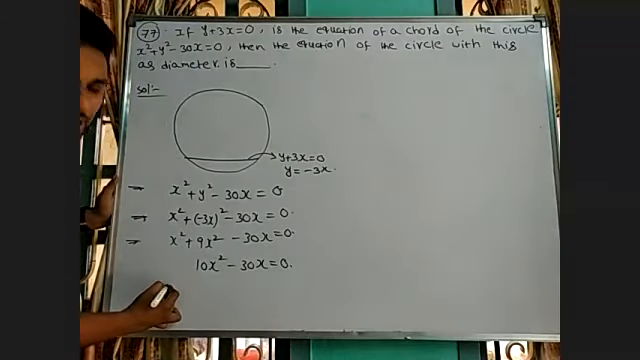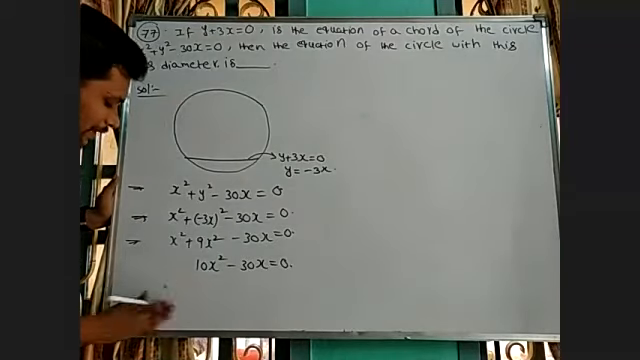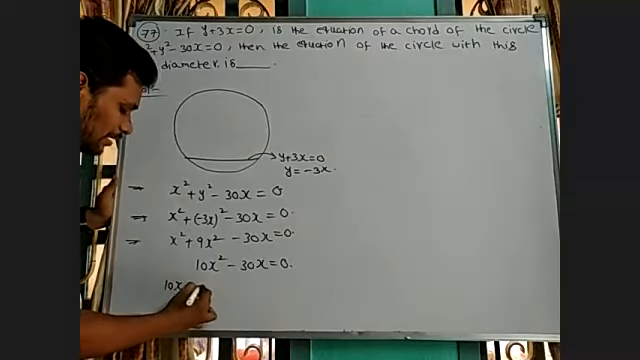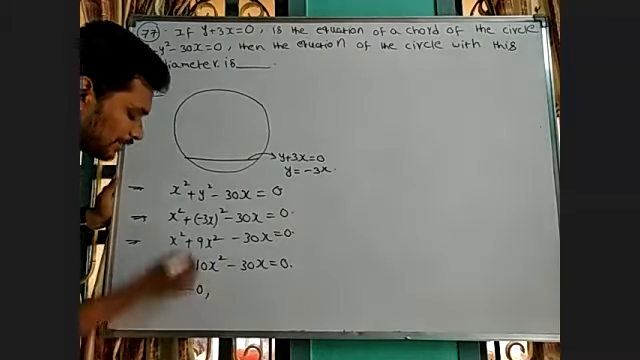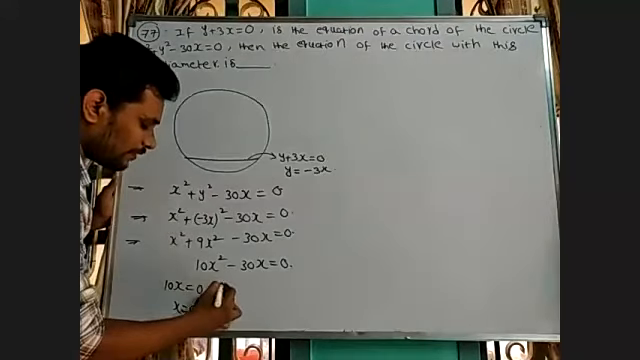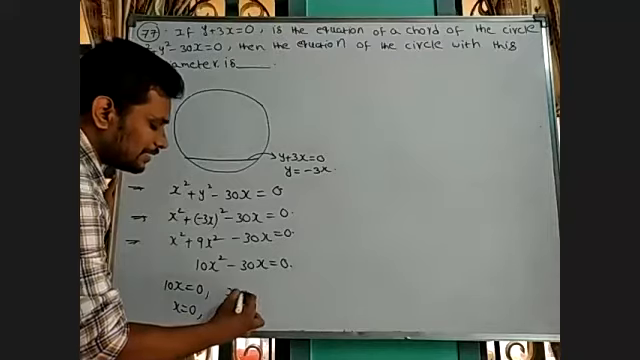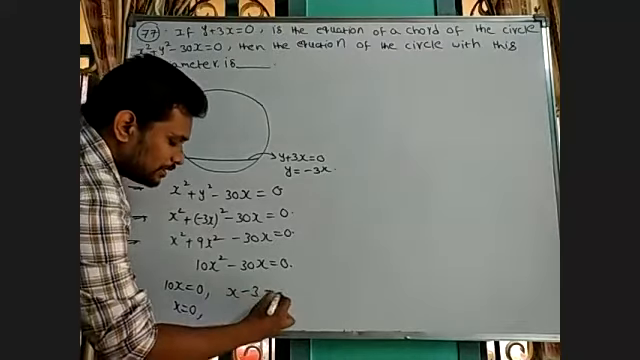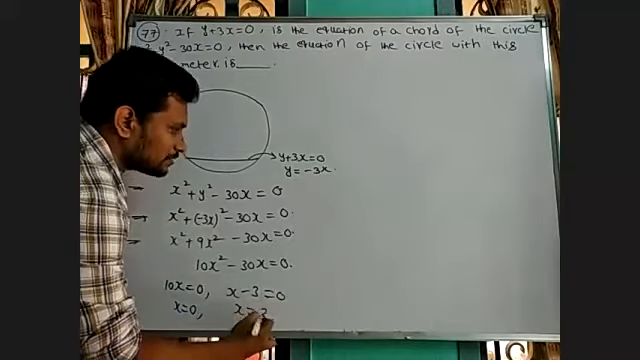In this equation, if you take 10x common, what we get? 10x into x minus 3 is equals to 0. From this, x is equals to 0. From there, x minus 3 equals to 0. From this, x is equals to 3.